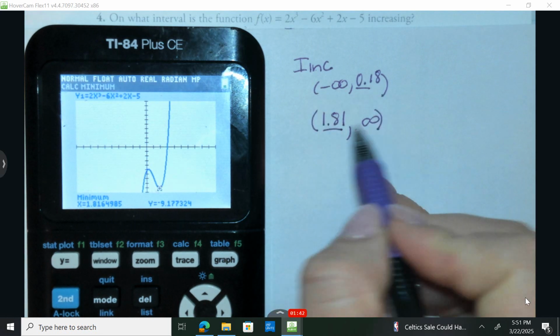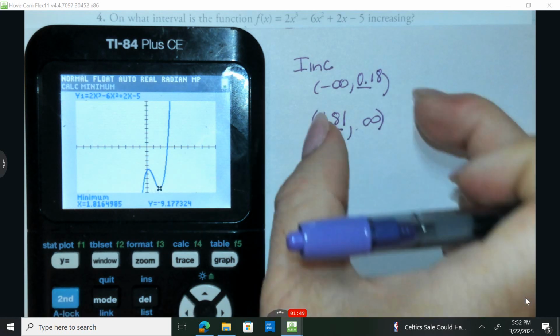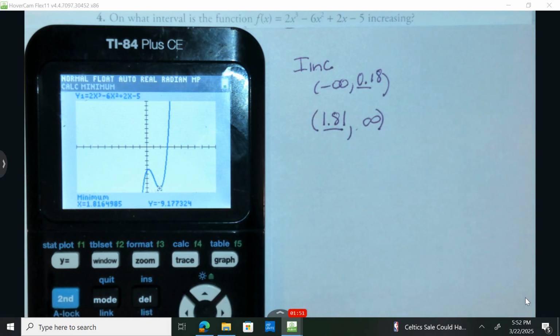Notice that I have parentheses. As a refresher from the first semester of this school year, when we describe increasing, decreasing, or constant, we are always using parentheses in those intervals.